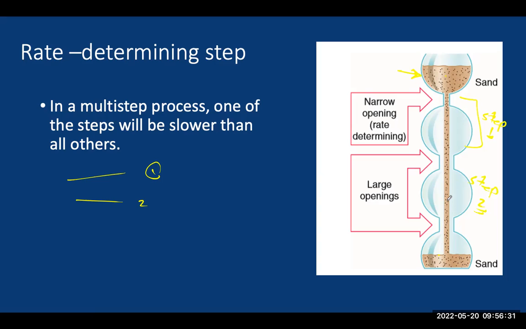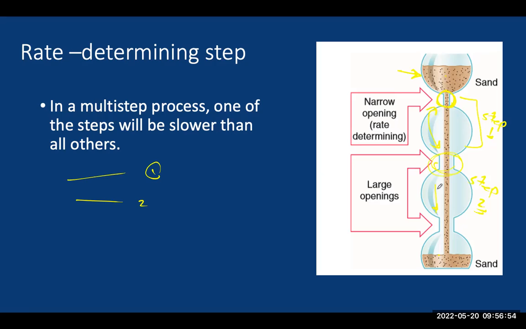Okay, we can see that for step 1, this one is narrow, so this one will take a longer time to move the sand from this part. So it means this one will take the longest time here. But this one is not narrow, so this one is large, so it means it will take less time. So we have two steps, and each step has a different time.